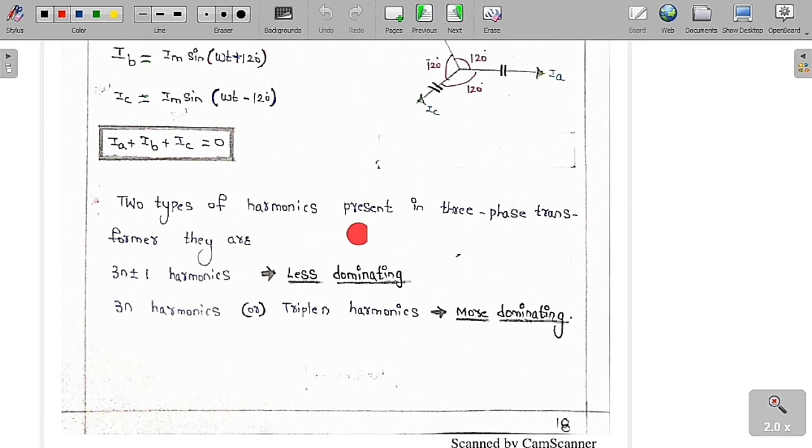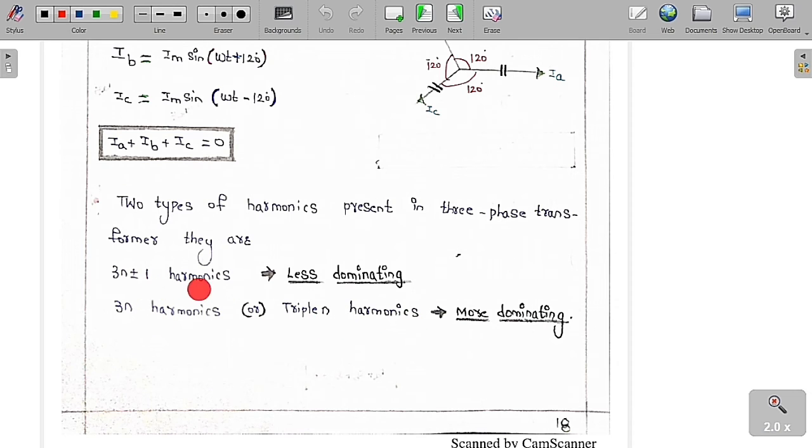So generally two types of harmonics are going to be present in a three-phase transformer. So what are they? Now we are going to see. They are the 3n plus or minus 1 harmonics and also the 3n harmonics, which are also called the triplen harmonics.